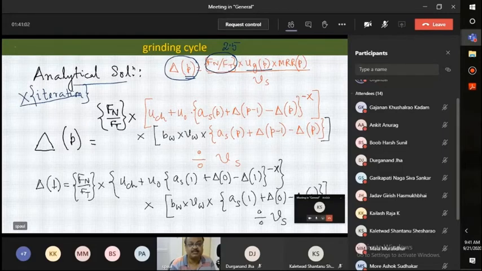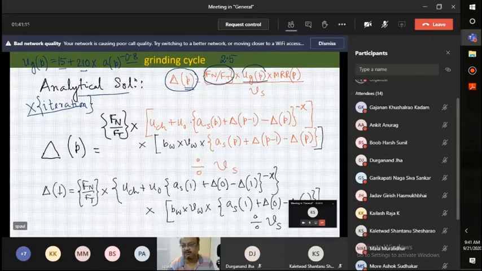Come from numerical setting. So this has to be calculated, and this has to be multiplied by MRR into P. That will give you the Fn value. There is a mistake in this. If you divide it by Vs, then you will get the Fn value. There is a mistake. What is the mistake? This has to be divided by Kn as well.